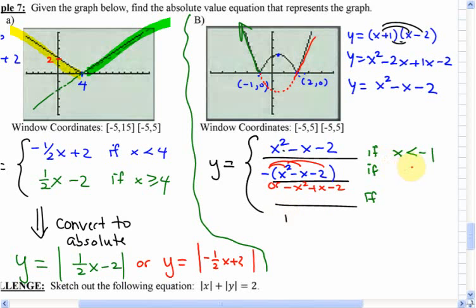What's my domain in this case? How about the values between -1 and 2? And once again, I just put an equal sign there because the other one did not have an equal sign. Last piece. Yes, question there?